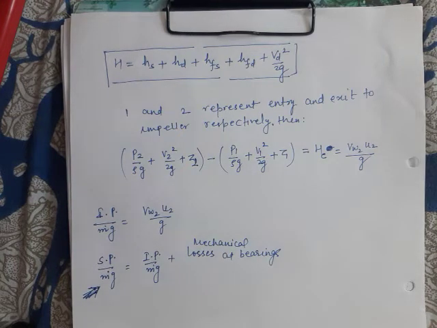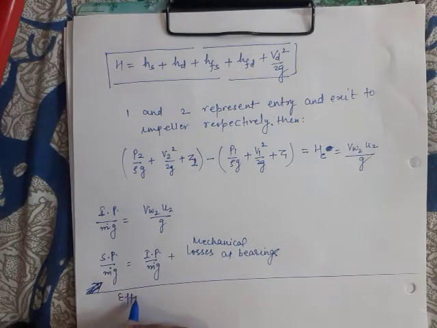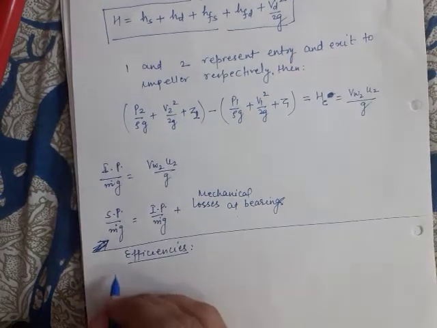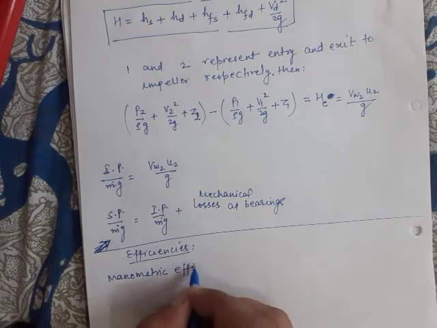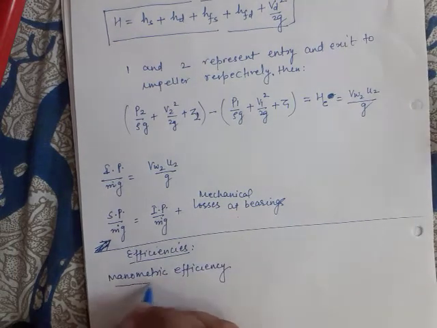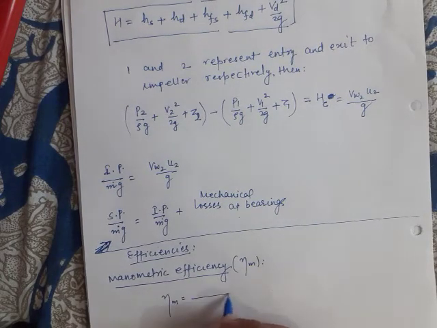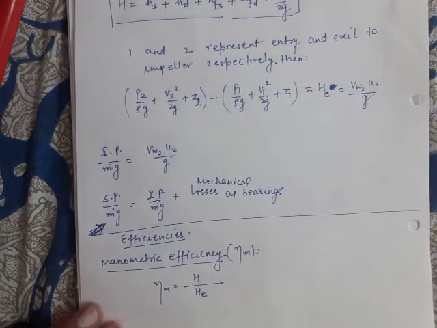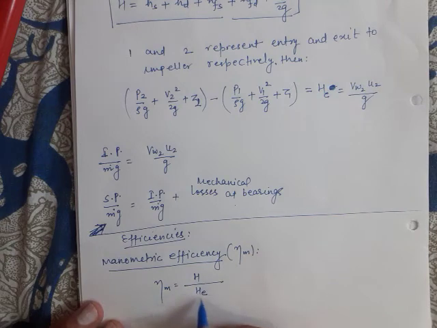Now we will talk about some of the important efficiencies, various efficiencies. The first is manometric efficiency. Please note, the manometric efficiency of the pump is defined as the ratio of manometric head to the Euler head. It's very simple. That is, head utilized by the water to the head imparted to the water by the impeller.